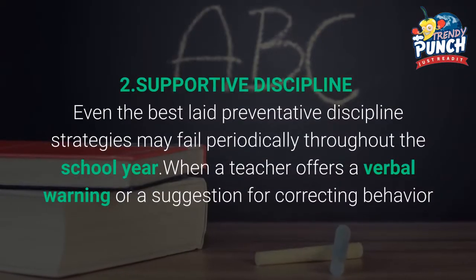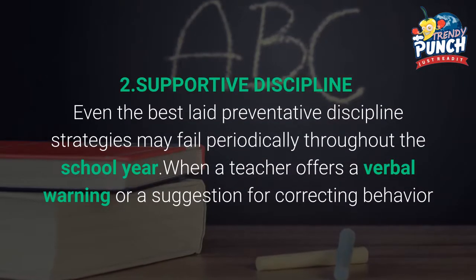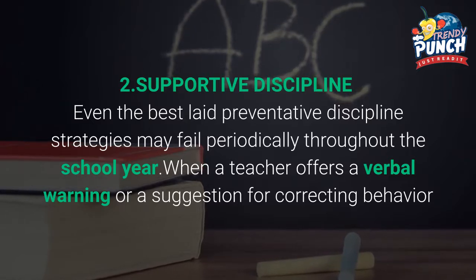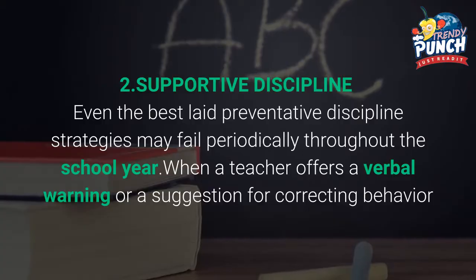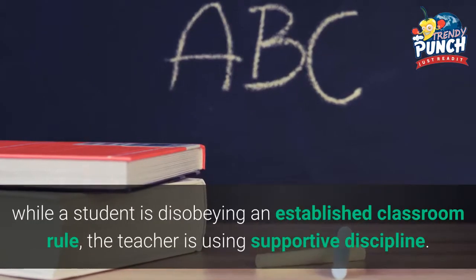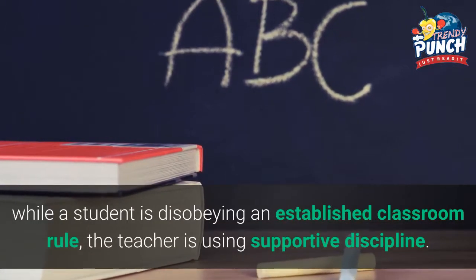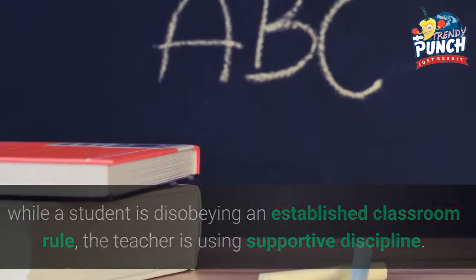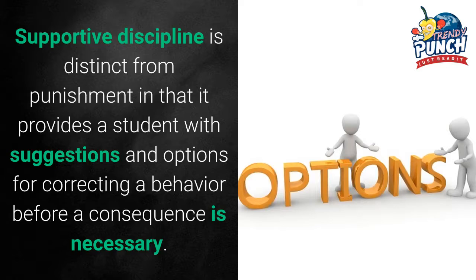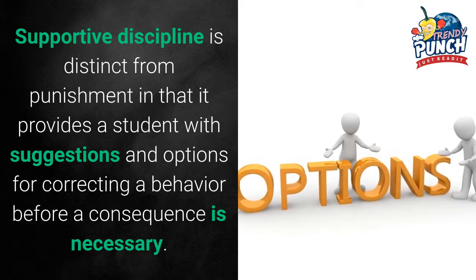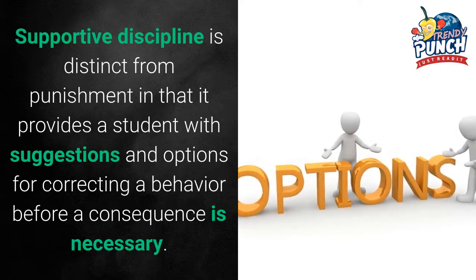2. Supportive discipline. Even the best-laid preventative discipline strategies may fail periodically throughout the school year. When a teacher offers a verbal warning or a suggestion for correcting behavior while a student is disobeying an established classroom rule, the teacher is using supportive discipline. Supportive discipline is distinct from punishment in that it provides a student with suggestions and options for correcting a behavior before a consequence is necessary.